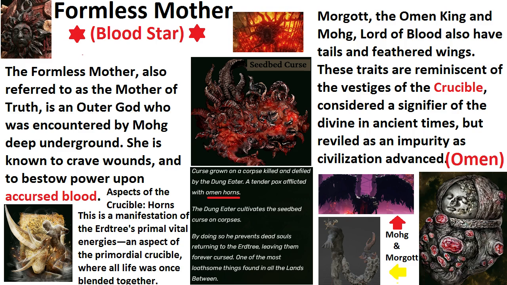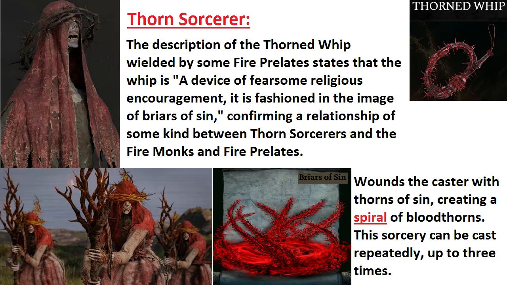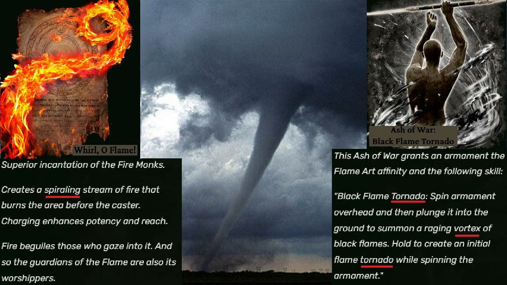The crucible is an ancient melding of life and has many connections to the Formless Mother. The Formless Mother is a form of Mother Nature that bestows strength upon those willing to make the sacrifices needed. For example, Thorn sorcerers sacrifice their own eyes to gain the power of hex magic to utilize the Briars of Sin, which creates a spiral of blood thorns. Thorn sorcerers are associated with fire monks who use Whirl, O Flame, an incantation that creates a spiraling stream of fire that burns the area before the caster.